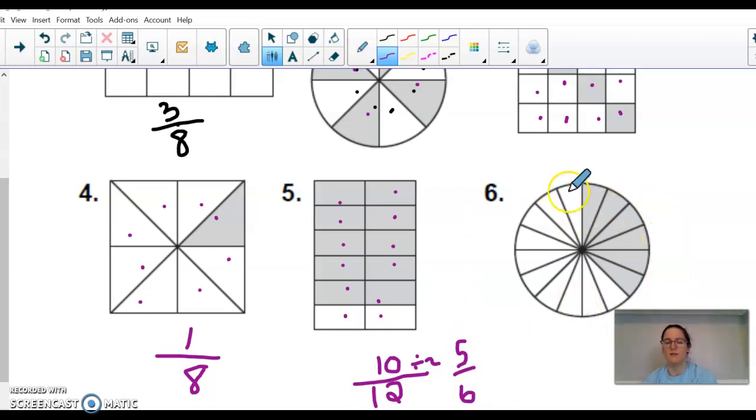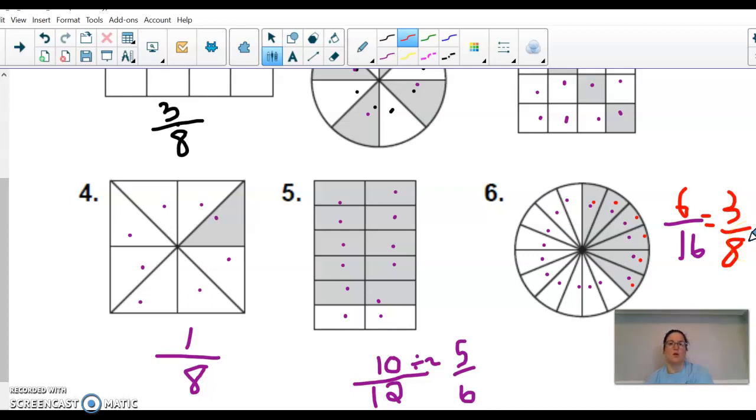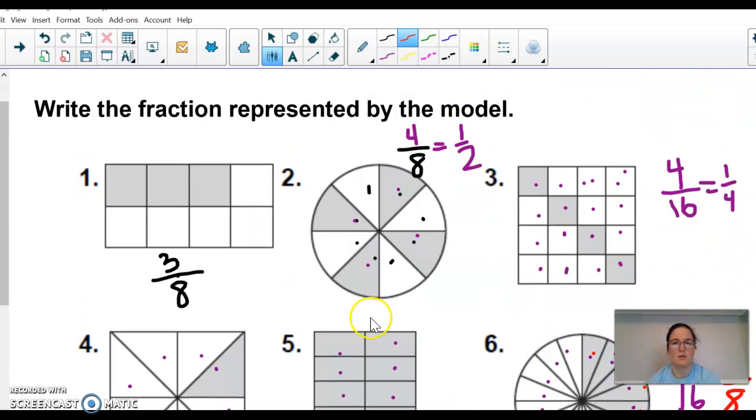And then the last one, you have a circle. So 1, 2, 3, 4, 5, 6, 7, 8, 9, 10, 11, 12, 13, 14, 15, 16. 16 pieces. Let's see how many pieces are shaded. 1, 2, 3, 4, 5, 6. So 6 out of 16. Greatest common factor is 2, so divide both by 2. So that's 3 on top and 8 on the bottom. So 3 out of 8. So that's just taking these models and making them into fractions.